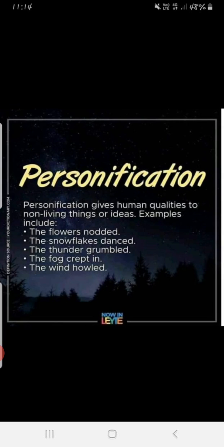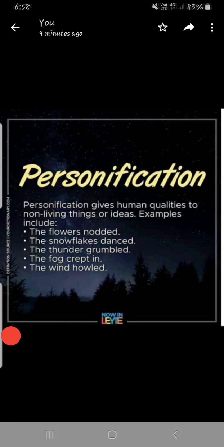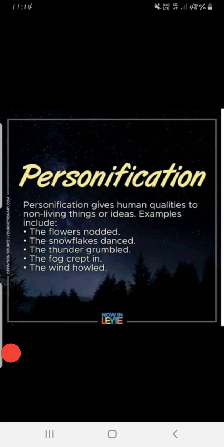Fine? Next, personification. Personification gives human qualities to non-living things or ideas. Yes, to put life in non-living things. Let me tell you with examples. The flowers nodded. For example, I was singing, the flowers were nodding. Do flowers nod for your song? No, no. They are just shaking because the wind is blowing.